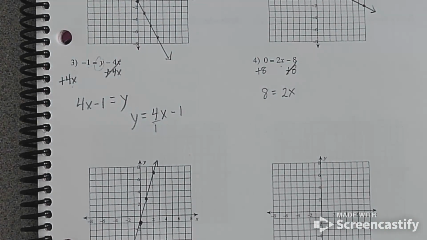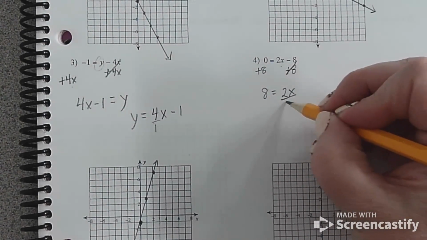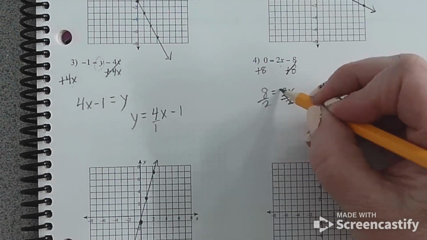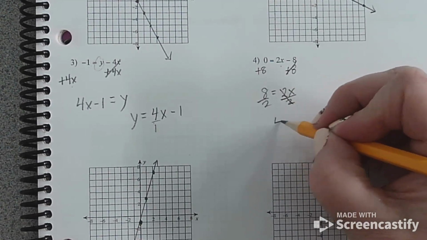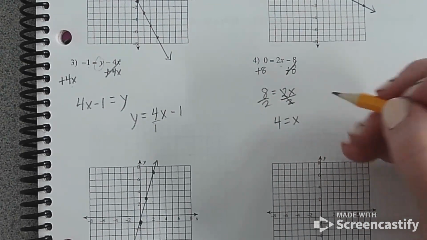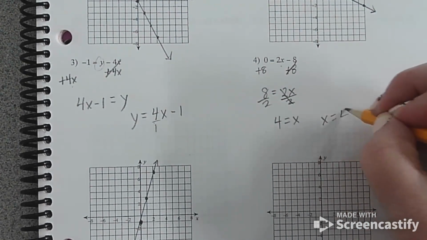Okay, so now we're still trying to get x by itself. So we need to divide by 2 on both sides. This cancels. 8 divided by 2 is 4. So 4 equals x, or x equals 4.